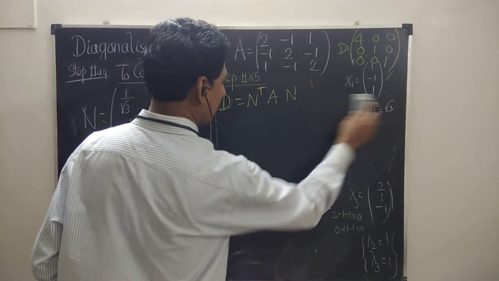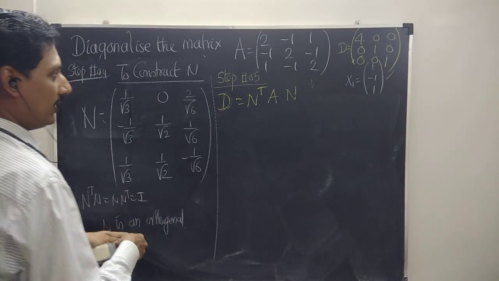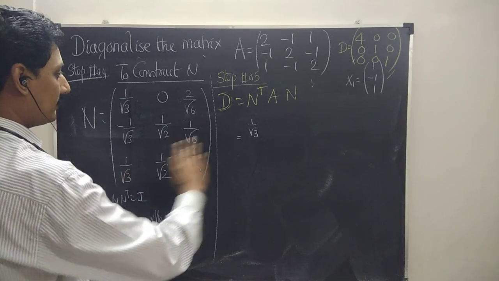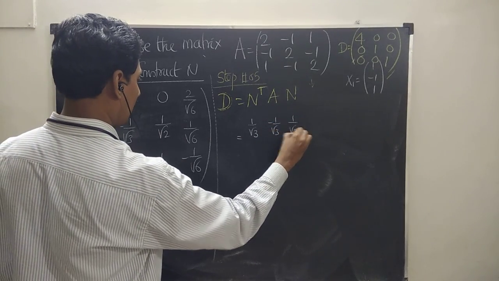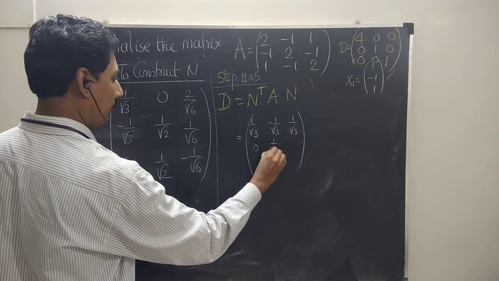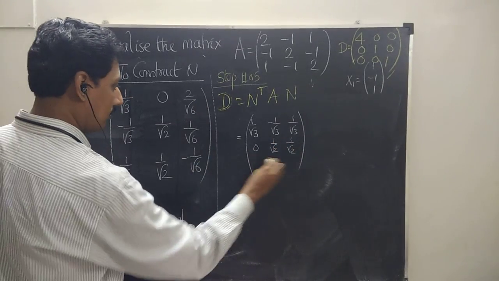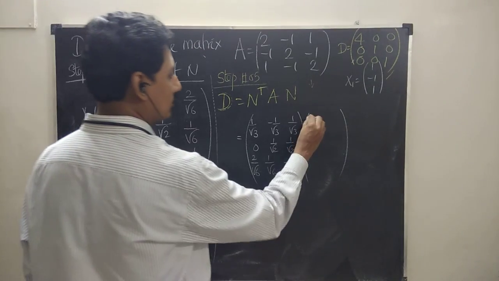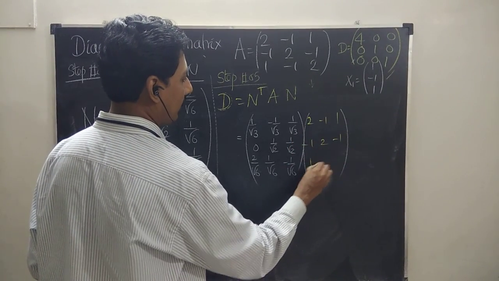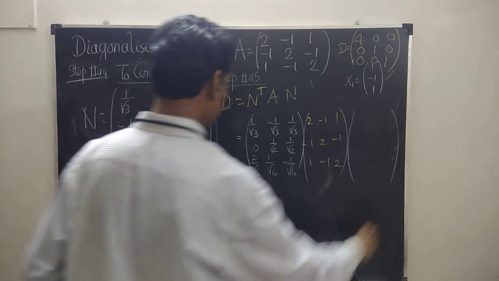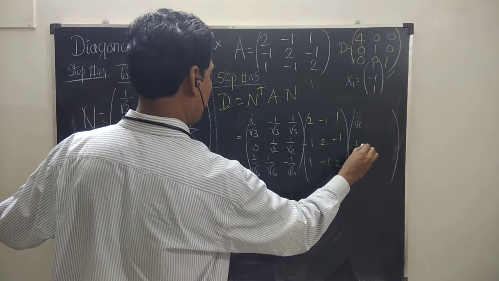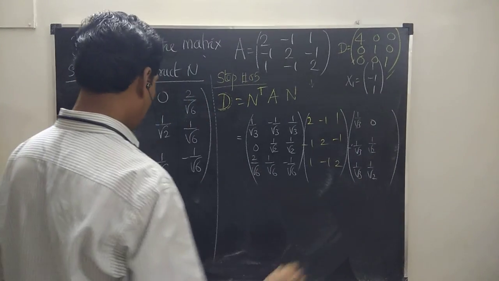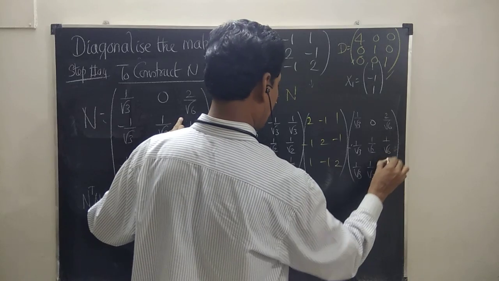Now let's go for D. D is N transpose A N. So N transpose: make the transpose of the N value. The first column becomes the first row: 1 by root 3, -1 by root 3, 1 by root 3. The second column becomes the second row: 0, 1 by root 2, 1 by root 2. The third column becomes the third row: 2 by root 6, 1 by root 6, -1 by root 6. A is the given matrix: (2, -1, 1), (-1, 2, -1), (1, -1, 2). And once again N as it is: 1 by root 3, -1 by root 3, 1 by root 3; 0, 1 by root 2, 1 by root 2; and 2 by root 6, 1 by root 6, -1 by root 6.